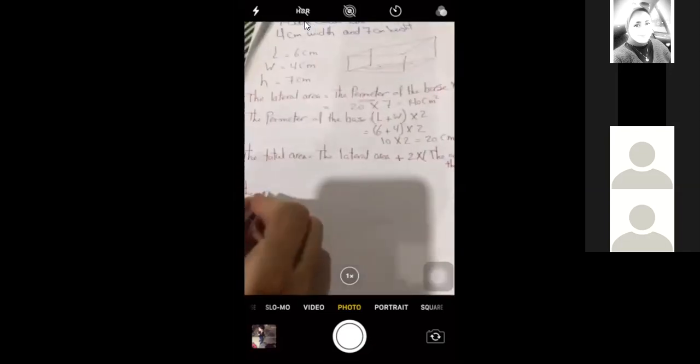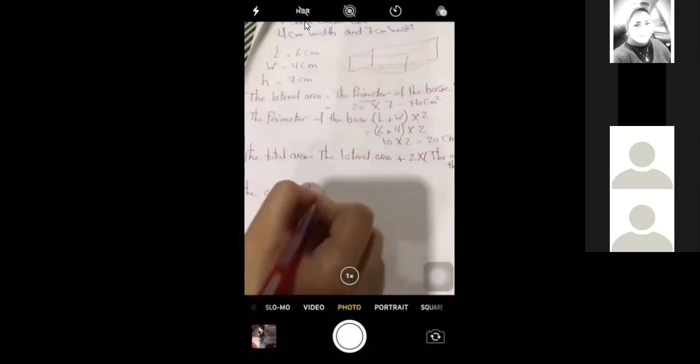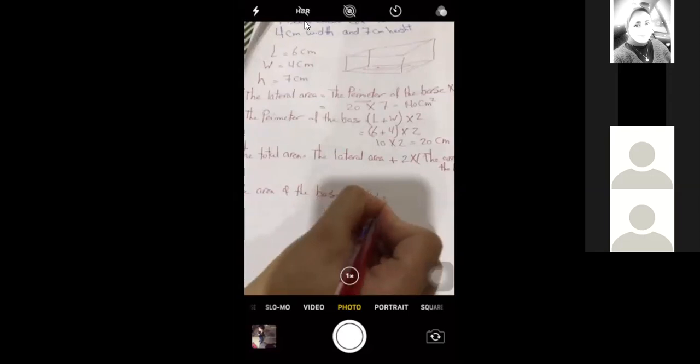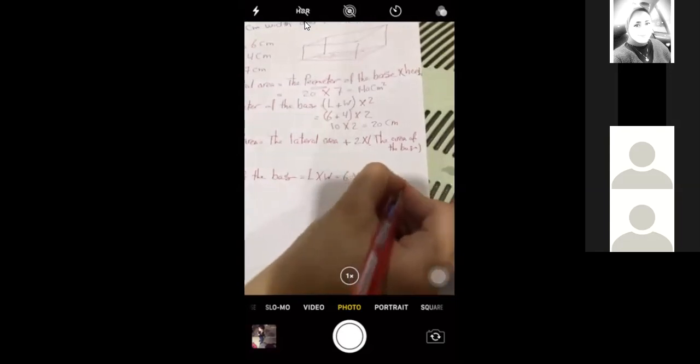So the area of the base, and the base here is a rectangle. So the area, like you said before, is length multiply width. It equals 6 multiply 4, which equals 24 squared centimeters. Don't forget the squared because this is area. But in the perimeter, I said centimeter only. Okay, now I just put the numbers.